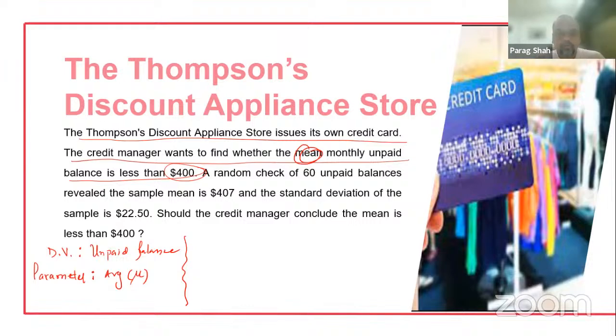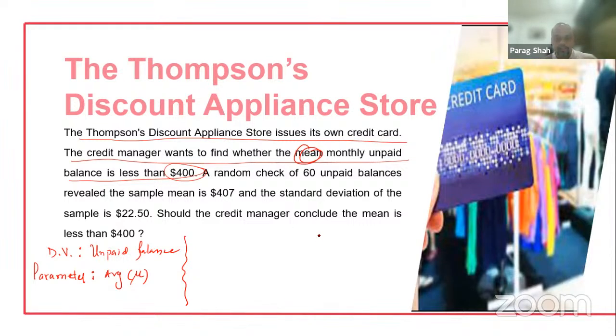Okay, first understand the problem. What is the problem? Thompson discount store owner and so on. So the credit manager wants to find out whether the mean monthly paid balance is less than $400 or not. Forget the previous thing. The only thing the manager wants to know is whether the mean monthly paid balance is less than $400. What can be our answer? Yes or no? Very simple. We can start with yes or no at your wish.